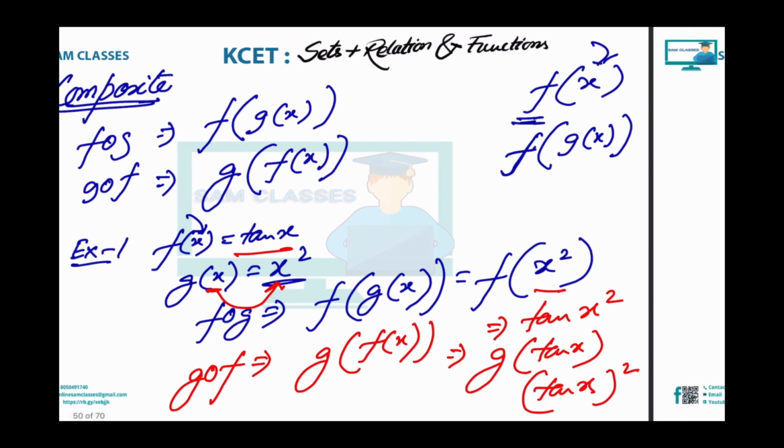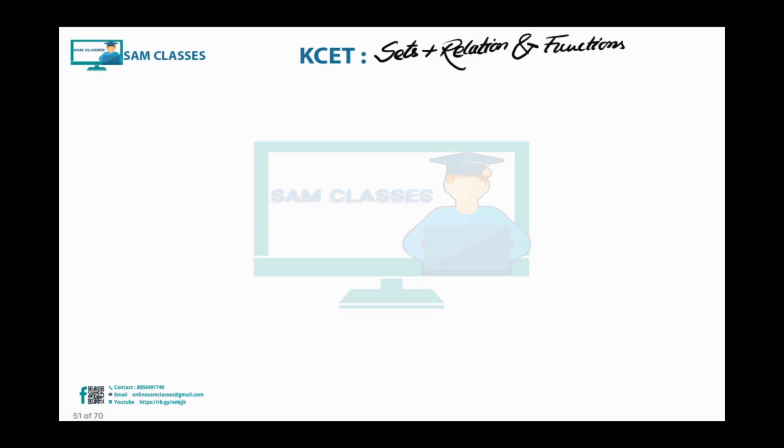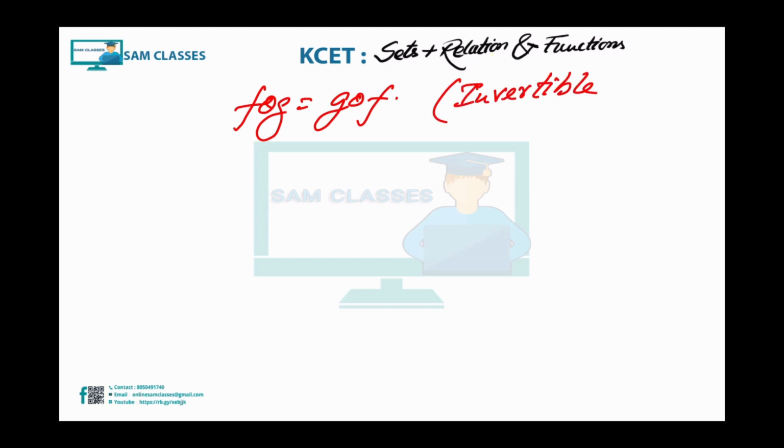Now for the inverse also we have a condition. What is the condition for the inverse? If fog is equal to gof, then we say that the function's inverse is possible. It is invertible, or the inverse exists. So these two we know.